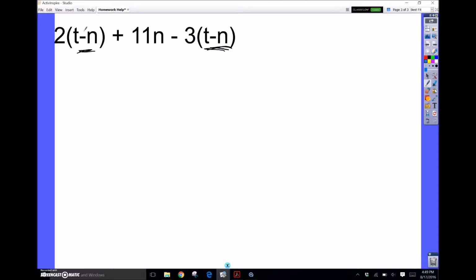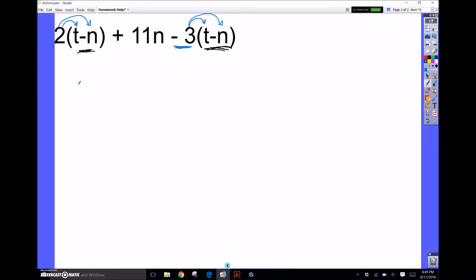I actually can multiply. I can use the distributive property and multiply this 2 to the t and to the minus n. And I can also do this here, but be careful because there's that takeaway in front of the 3, so it's going to be negative 3 times t and negative 3 times negative n. So let's go ahead and look at what that looks like now.